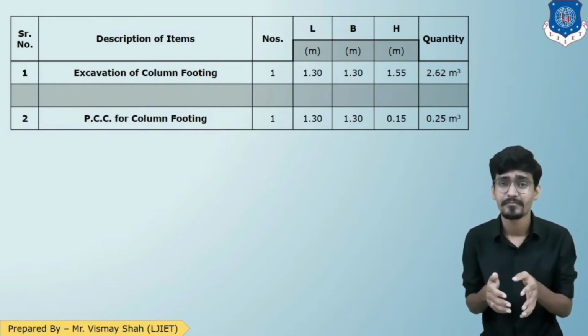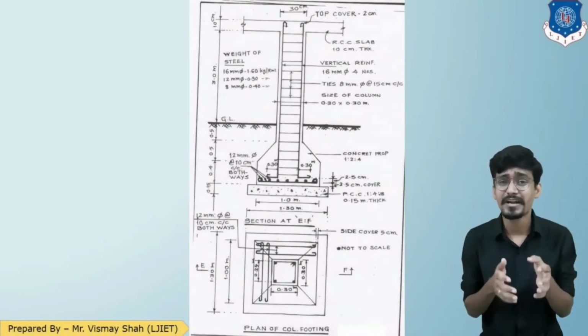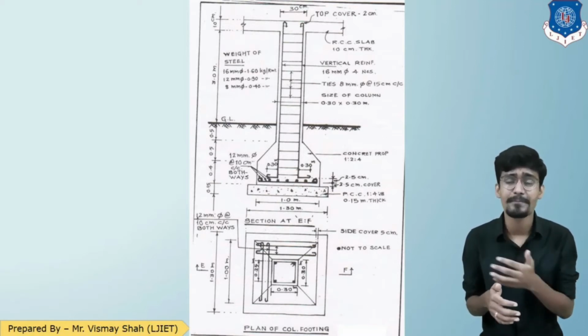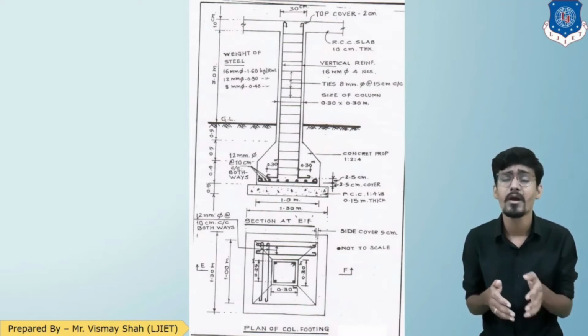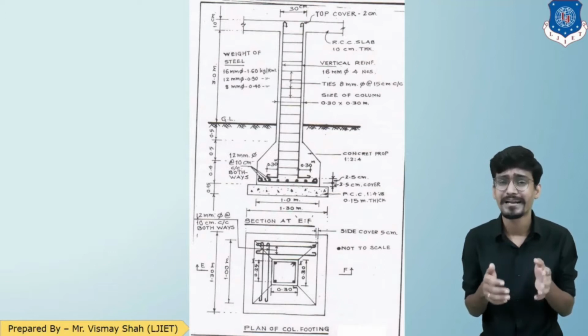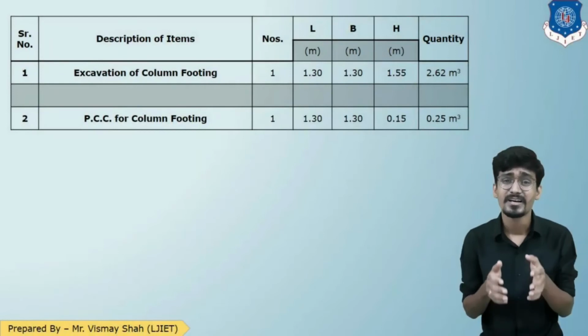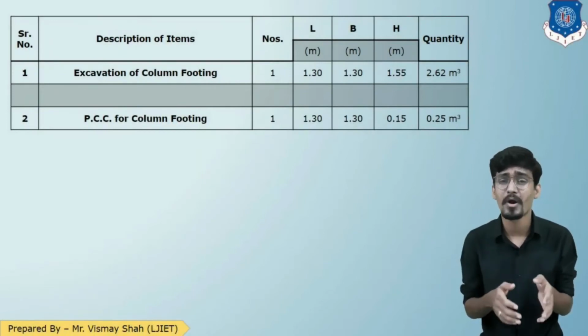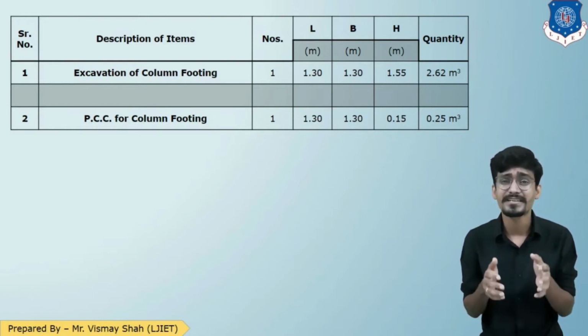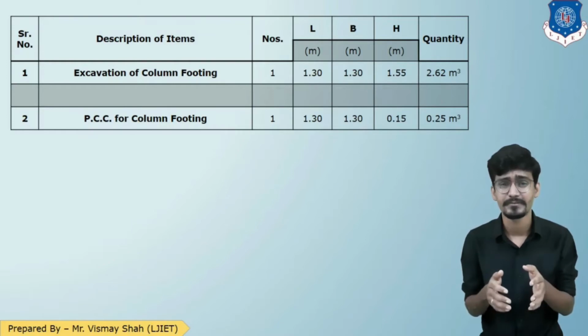Now the height. Let us see the section again. The excavation depth is the depth below the ground level. So adding the separate heights below the ground level, 0.5 plus 0.5 plus 0.4 and 0.15, we'll get 1.55. So in the column of H, I have written 1.55. So we'll get the excavation quantity as 2.62 cubic meter.